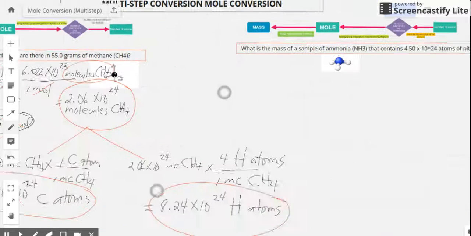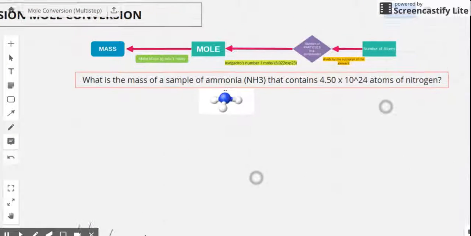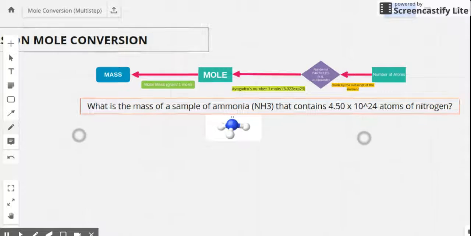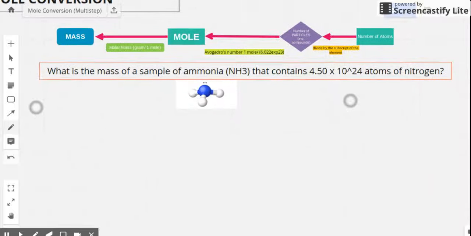What if we do the reverse? We're given the number of atoms and then we go to getting the mass. So it's the same idea, but it's going to be the reverse of what I just discussed. So how do we do this? Let's look at this example.